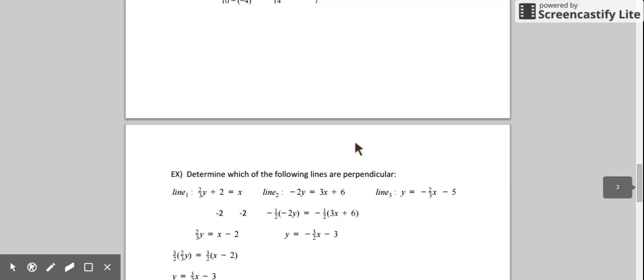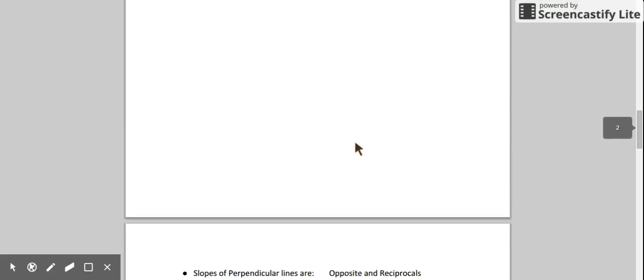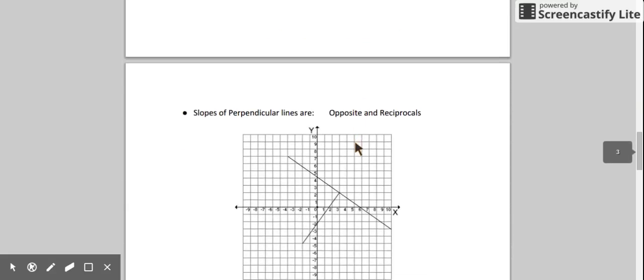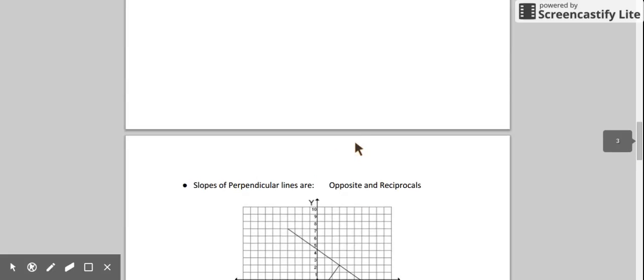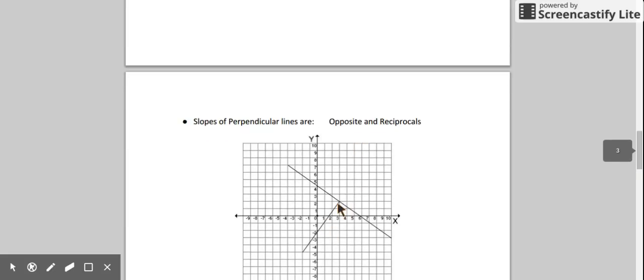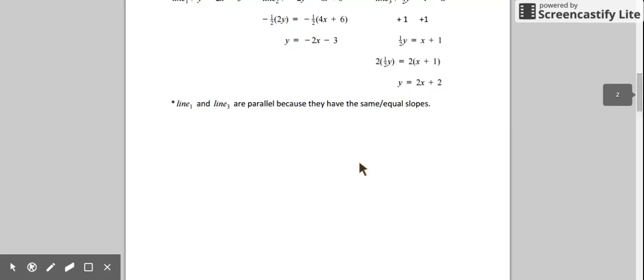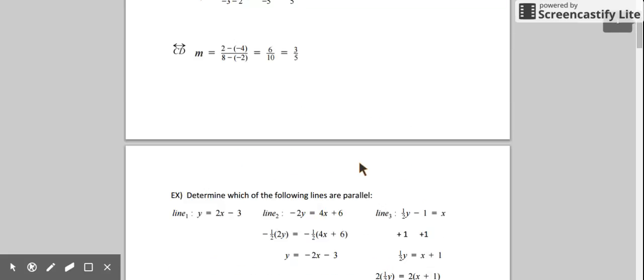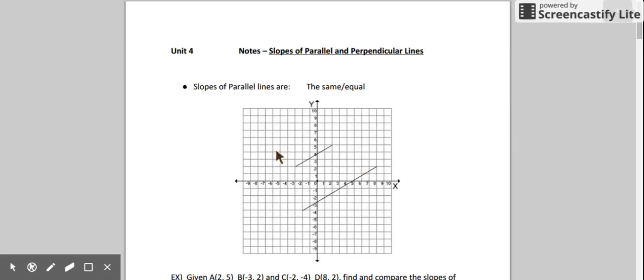So there's the relationship of slopes of parallel and perpendicular lines. Perpendicular lines have opposite reciprocal slopes. That's what creates this 90-degree intersection. And parallel lines have equal or the same slope. That's what helps them never intersect and stay parallel lines.